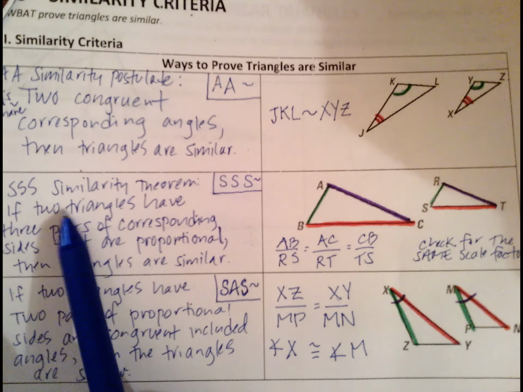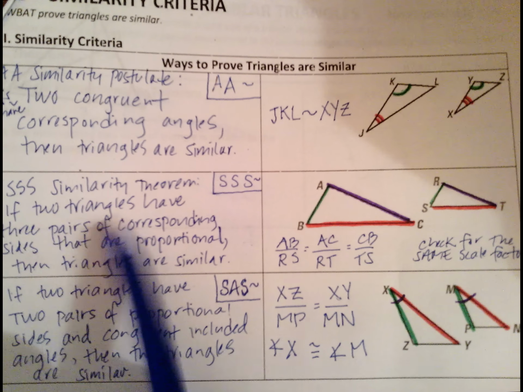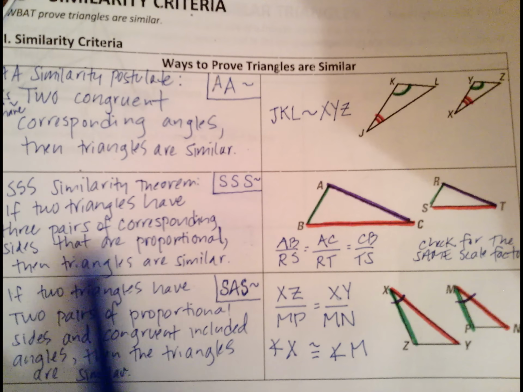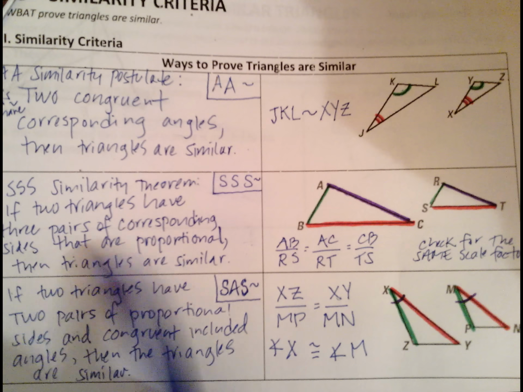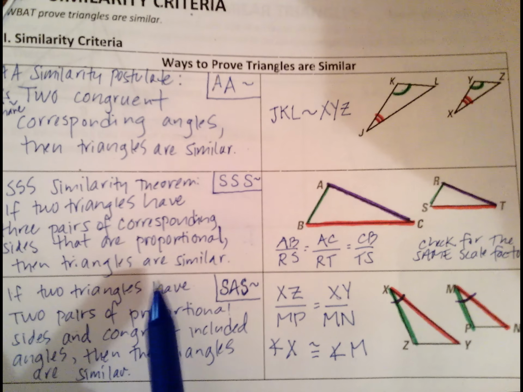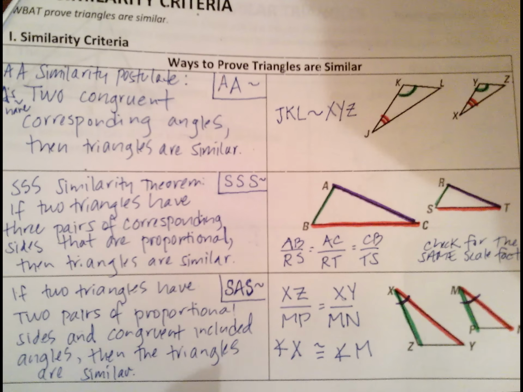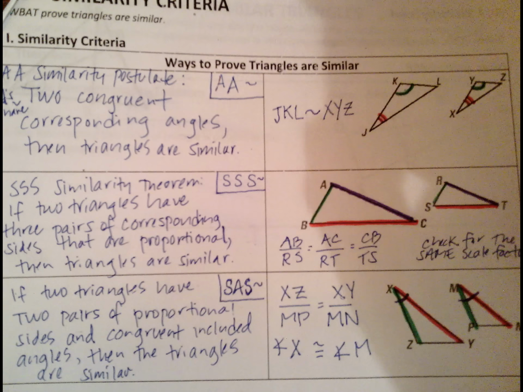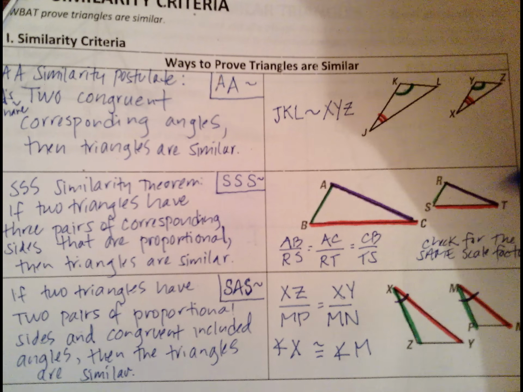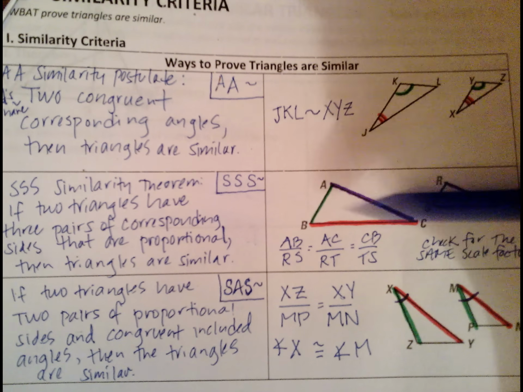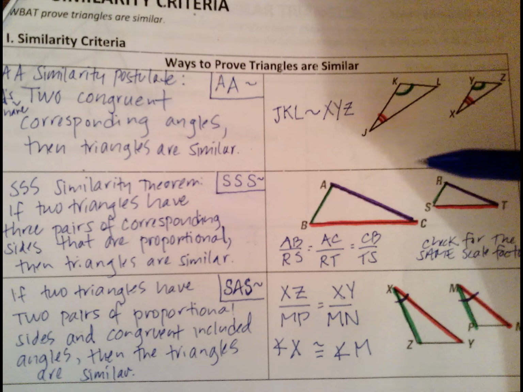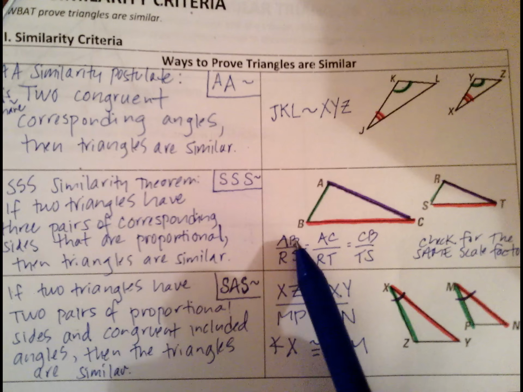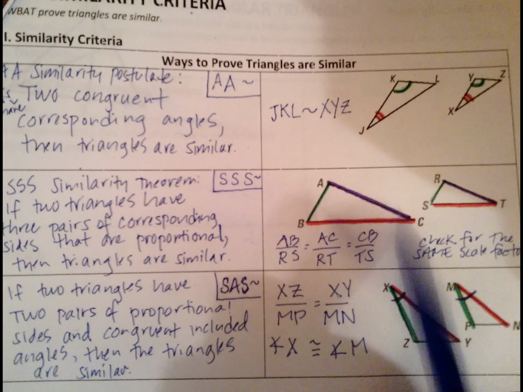The next similarity theorem or postulate is the side similarity theorem, which states that if two triangles have three pairs of corresponding sides that are proportional, then the triangles are similar. So what we've been doing is identifying the scale factor or setting up a proportion to find a missing side. Now, in some cases, you're not going to be able to assume that the triangles are similar. So you would have to prove that they're similar by identifying whether the scale factors are the same for the corresponding sides. For example, whatever the length of AB is, needs to be proportional to RS.